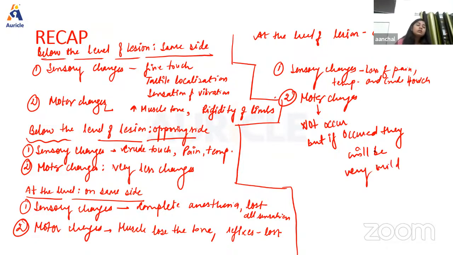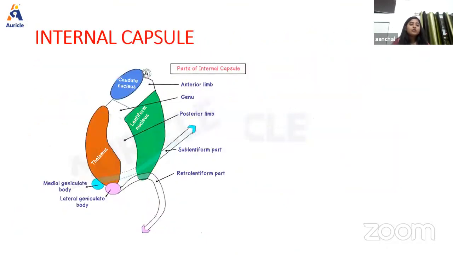Okay, so this is all about Brown-Séquard syndrome and all the lesions that occur because of the effect of hemisection of the spinal cord. Okay, now the next topic is another very important one, and that is the internal capsule.